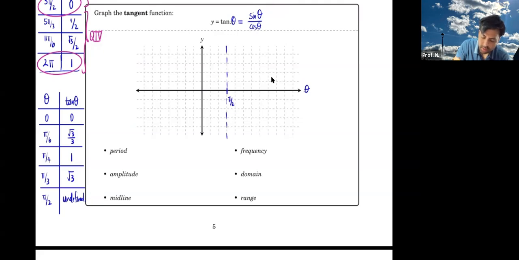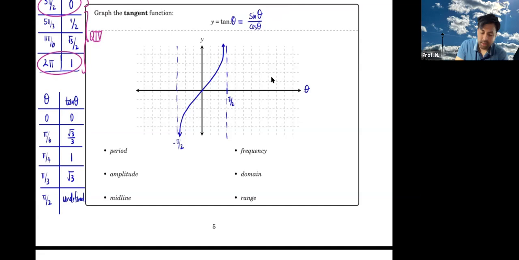Yeah. And then the other asymptote will be here. So theta equals negative pi over 2. So you're going to have something like this. Tangent is much different from sine and cosine.